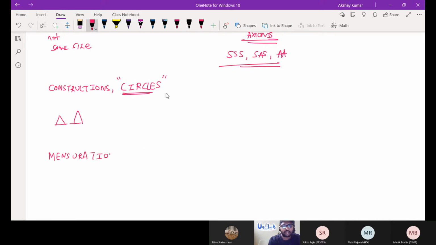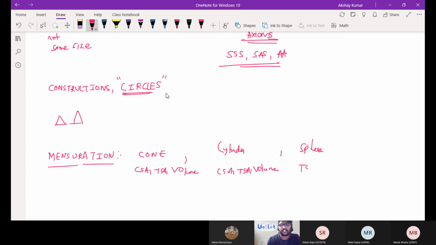I think you people have done cube and cuboid. So you will be concentrating more on how to find lateral surface area, that is curved surface area, total surface area, and volume of cone. And you will be learning about cylinder also, again curved surface area, total surface area, volume. Again, you'll be learning about sphere as well.